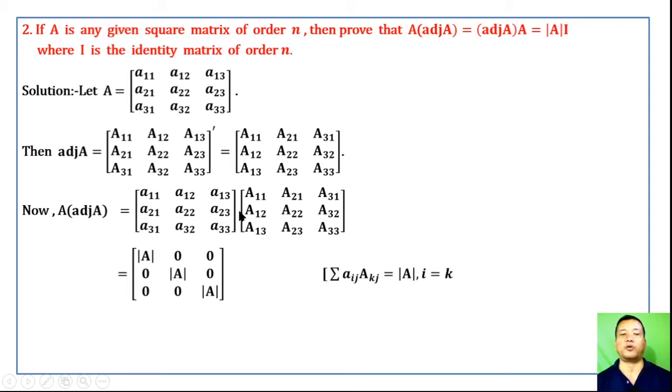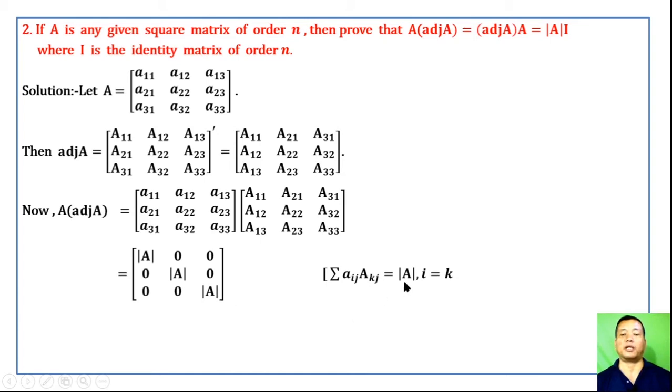For the second row and first column it is zero. Expanding along the second row, the value is the determinant of A. For the second row and third column, the sum of the second row elements times the third row cofactors is zero. For the third row, first, second and third columns are all zero, so the result is zero.